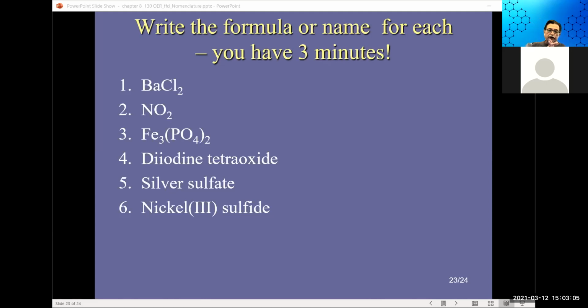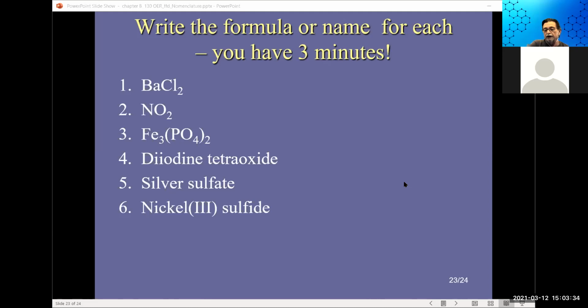How about someone try the NO2? First of all, recognize that it is a covalent compound. Nitrogen is the central atom, and then 2 oxygens bonded to that. What do we got? Nitrogen dioxide. That would be correct. All right, a little bit more challenging one.